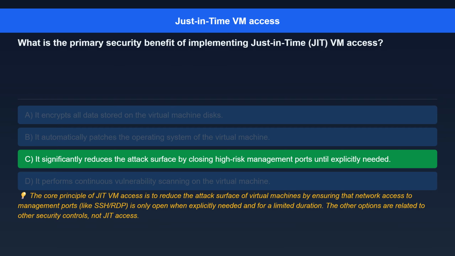The correct answer is it significantly reduces the attack surface by closing high-risk management ports until explicitly needed. Here's the explanation. The core principle of JIT VM access is to reduce the attack surface of virtual machines by ensuring that network access to management ports, like SSH/RDP, is only open when explicitly needed and for a limited duration. The other options are related to other security controls, not JIT access.